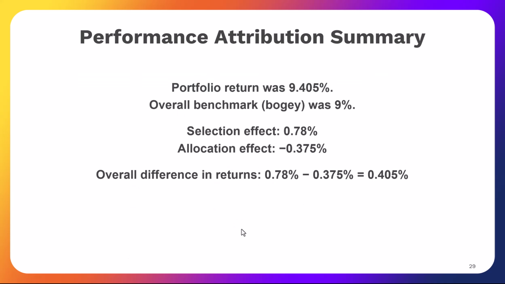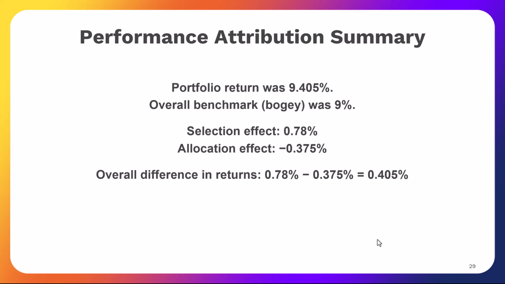When we combine these, again, our portfolio return was 9.405. The overall benchmark was 9. Selection effect 0.78. Allocation negative 0.375. Add those together. Our overall difference is 0.405.